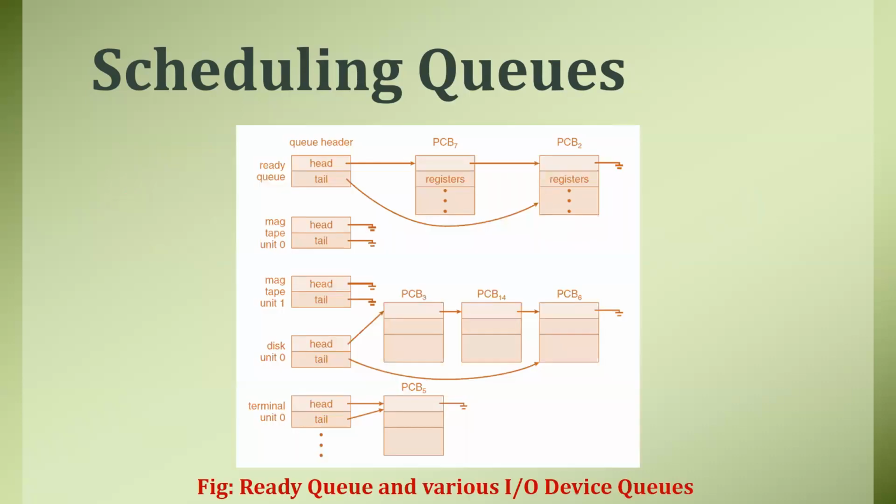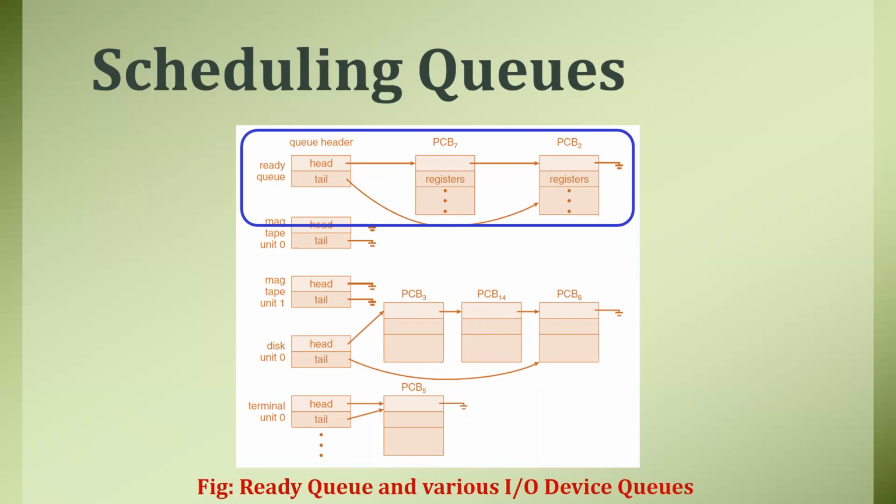The following diagram shows the ready queue and various I/O device queues. A ready queue header contains a pointer to the first and final PCBs in the list. Each PCB includes a pointer field that points to the next PCB in the ready queue. The system also includes other queues.